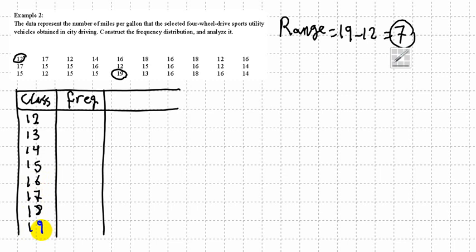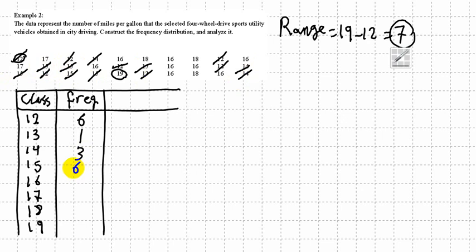Next step, let's count the number of repetitions for each class. 12. How many times is 12 repeated? 1, 2, 3, 4, 5, 6. 12 is repeated 6 times. 13, only 1 time. 14, 1, 2, 3. 15, 1, 2, 3, 4, 5, 6. 15 is repeated 6 times.